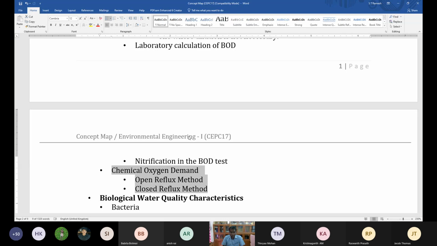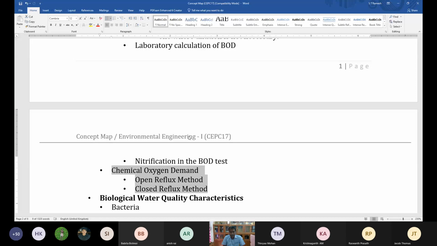But for chemical oxygen demand, what do you do? You use chemicals, strong oxidants, to oxidize the organic matter in the presence of some catalyst. So that is by chemical method: chemical oxygen demand by chemical addition. You oxidize the organic matter in the presence of a catalyst at an elevated temperature. And if you go for a titration, you are able to find out the oxygen demand.